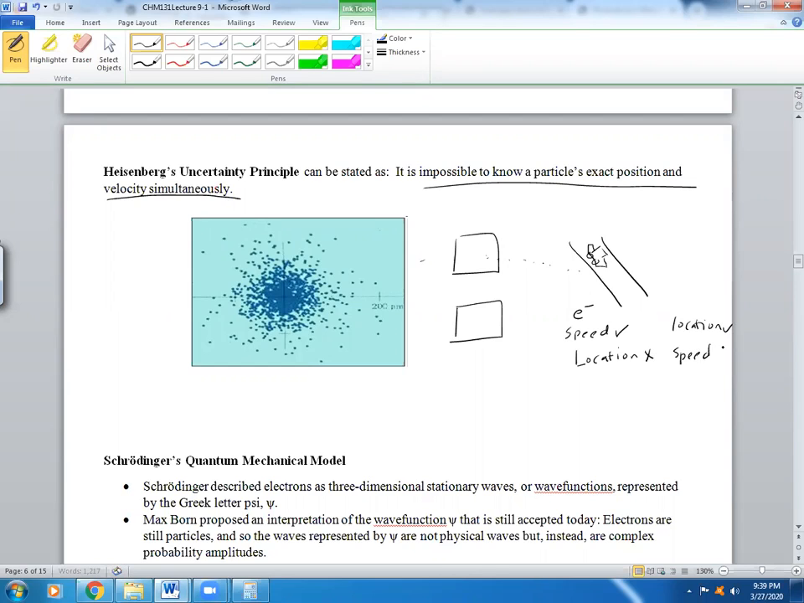And think about it. If you don't know both, you won't be able to predict its location or where it's at. If you know the speed of something, but you don't know where it started, you don't know where it's going to be next. If you know the location, but you don't know the speed, you aren't going to be able to predict where it's going to be next either. So this is the problem with quantum mechanics. This is where determinism falls apart.